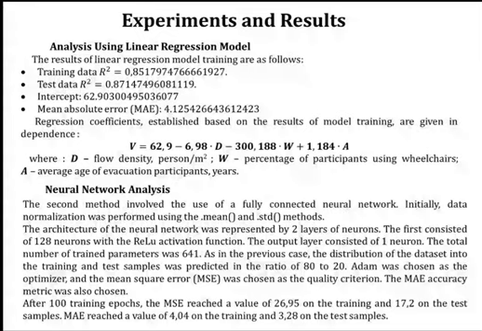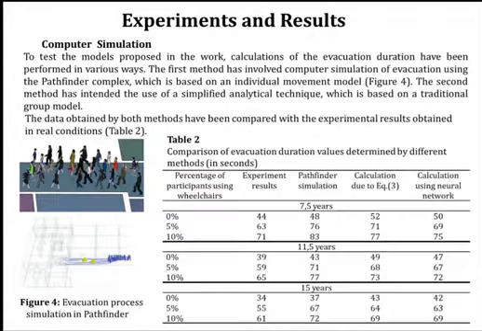After 100 training epochs, the mean squared error reached a value of 26.95 on the training and 17.2 on the test samples. Mean absolute error reached a value of 4.04 on the training and 3.28 on the test samples. So the neural network showed a bit better result.